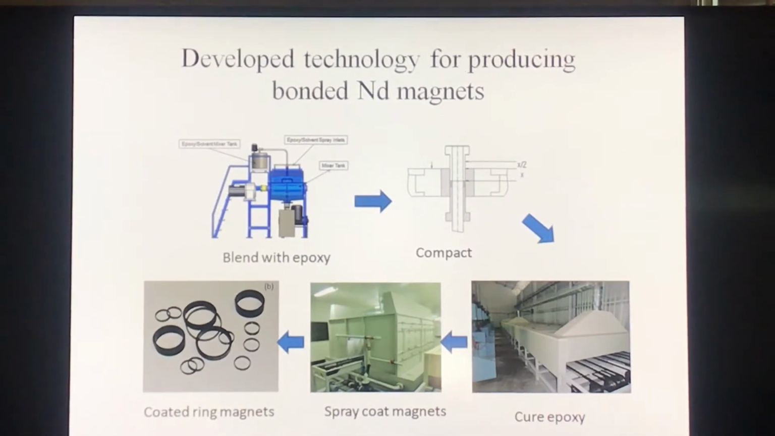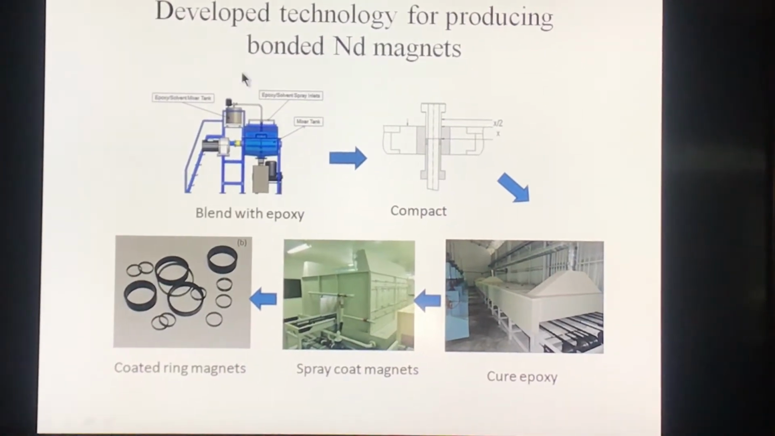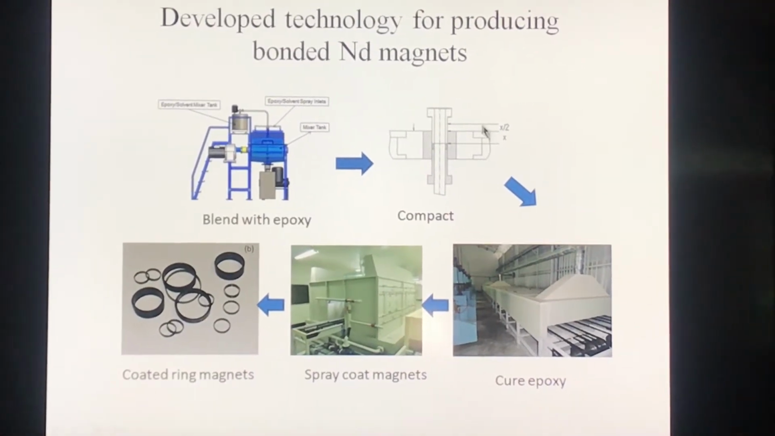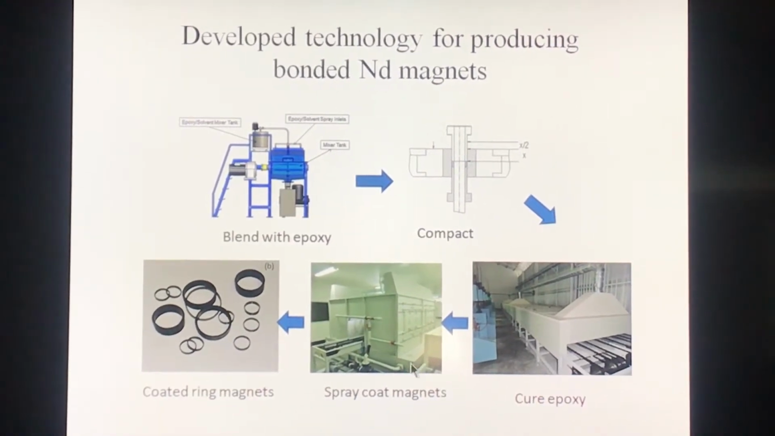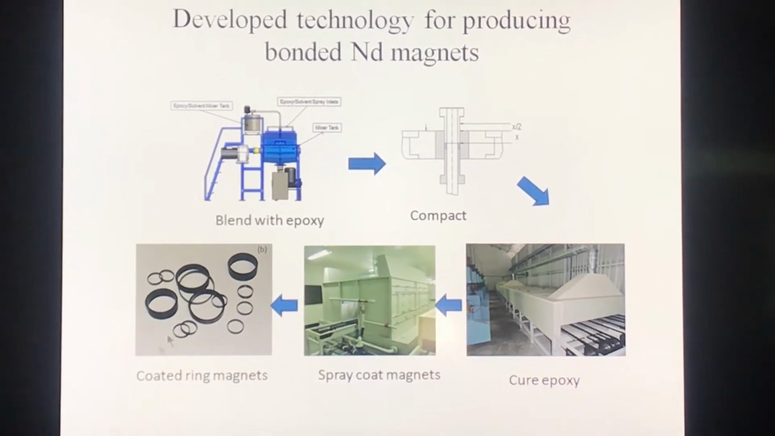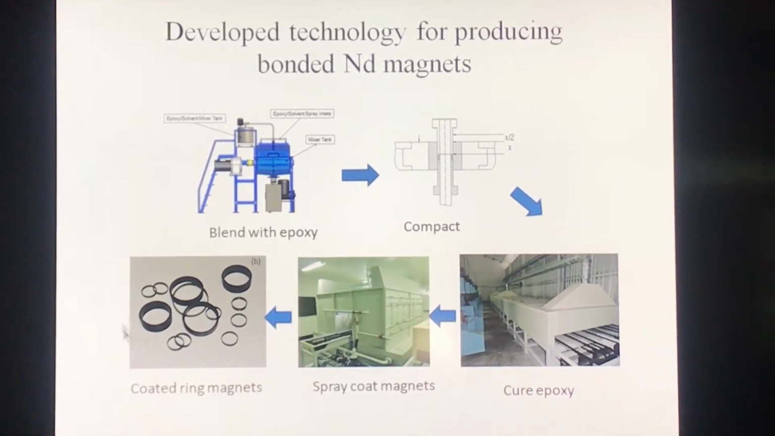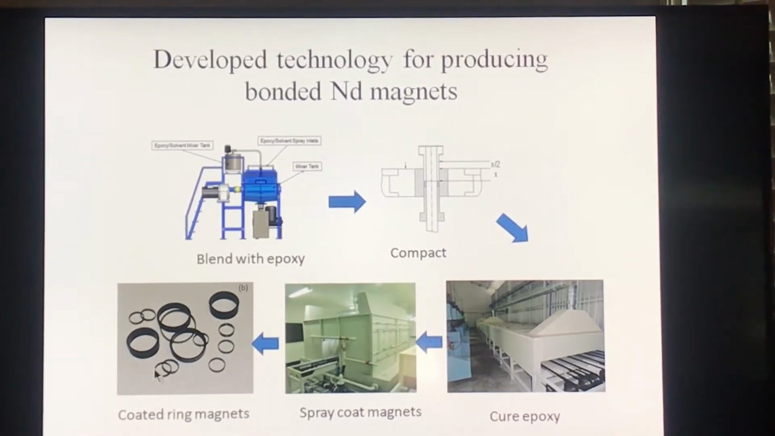We also developed a technology for producing bonded neodymium magnets, which included blending the material with an epoxy. We compact it in a compaction press. We then cure the epoxy. We spray coat it because it has to be protected from the environment. And then these are the coated ring magnets that we finally end up with. These are the magnets that are used in these various motors.